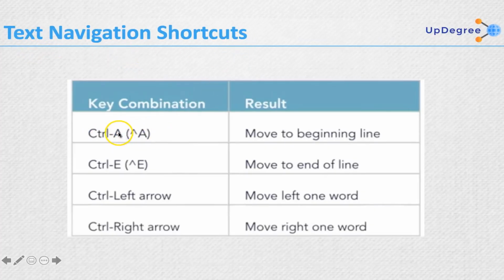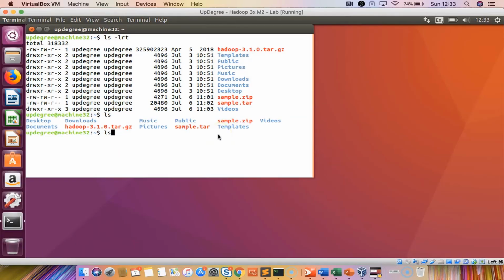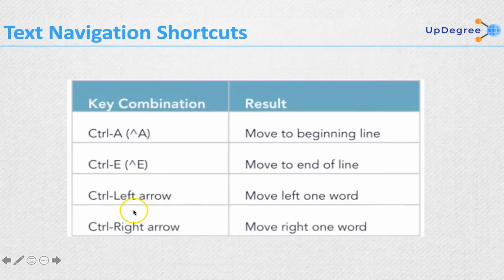Okay, now let's take the text navigation shortcuts. First of all, if you want to go to the beginning of the line, you just press Control A and you go to the starting of the line. If you press Control E, you go to the end of the line. For example, if I am looking inside my desktop folder, right now, if I want to go to the starting, I just press Control A. So I go to the starting and I do Control E, so it will go to the end. That's the shortcut: Control A, Control E.